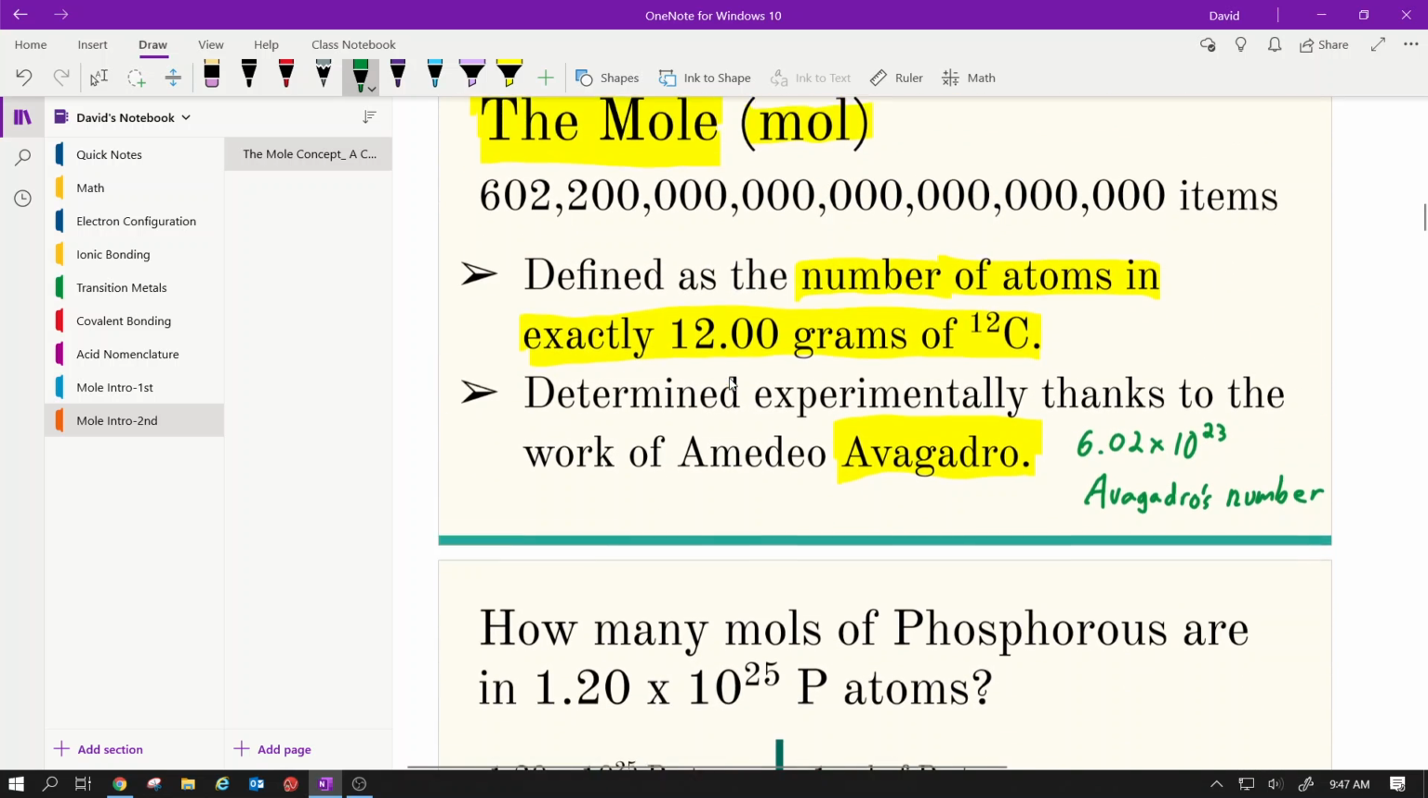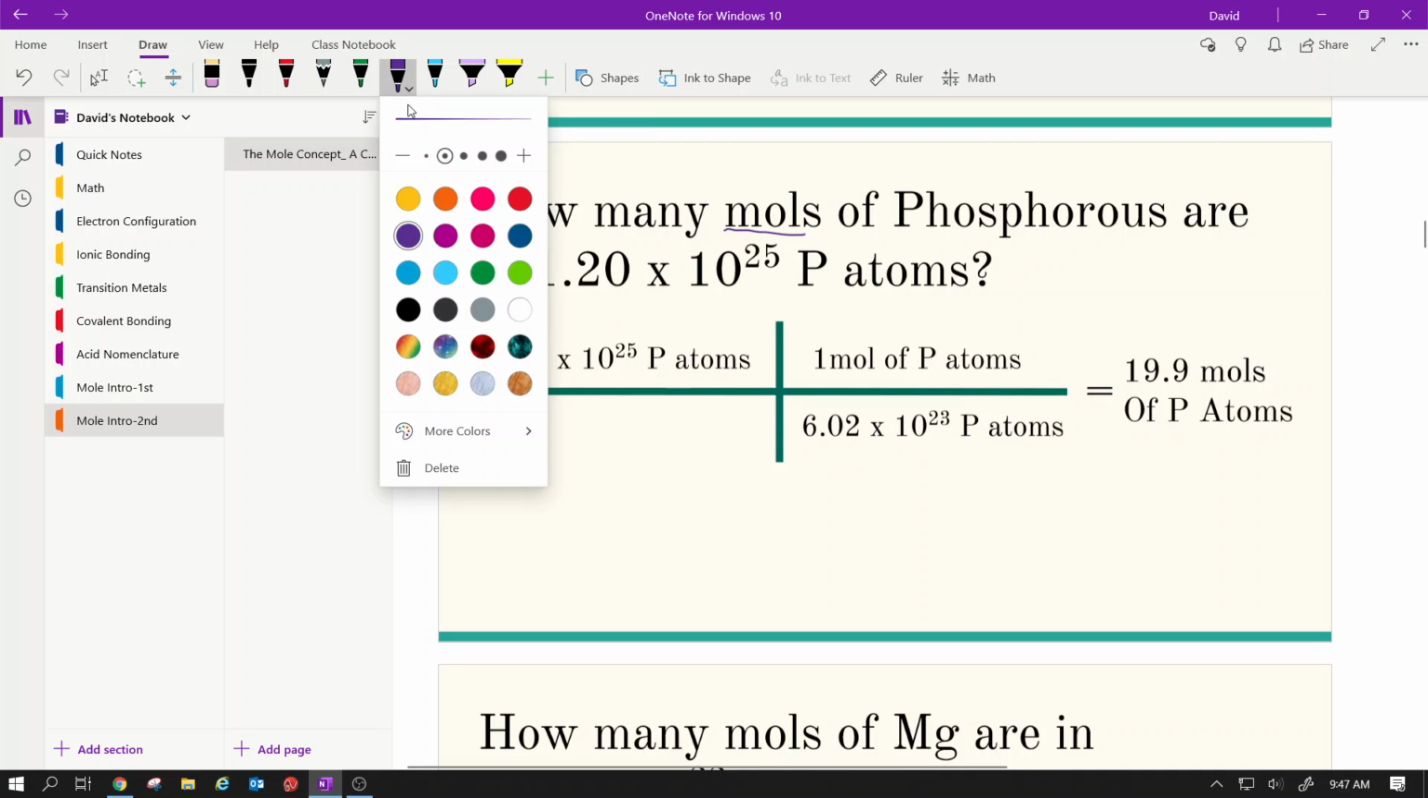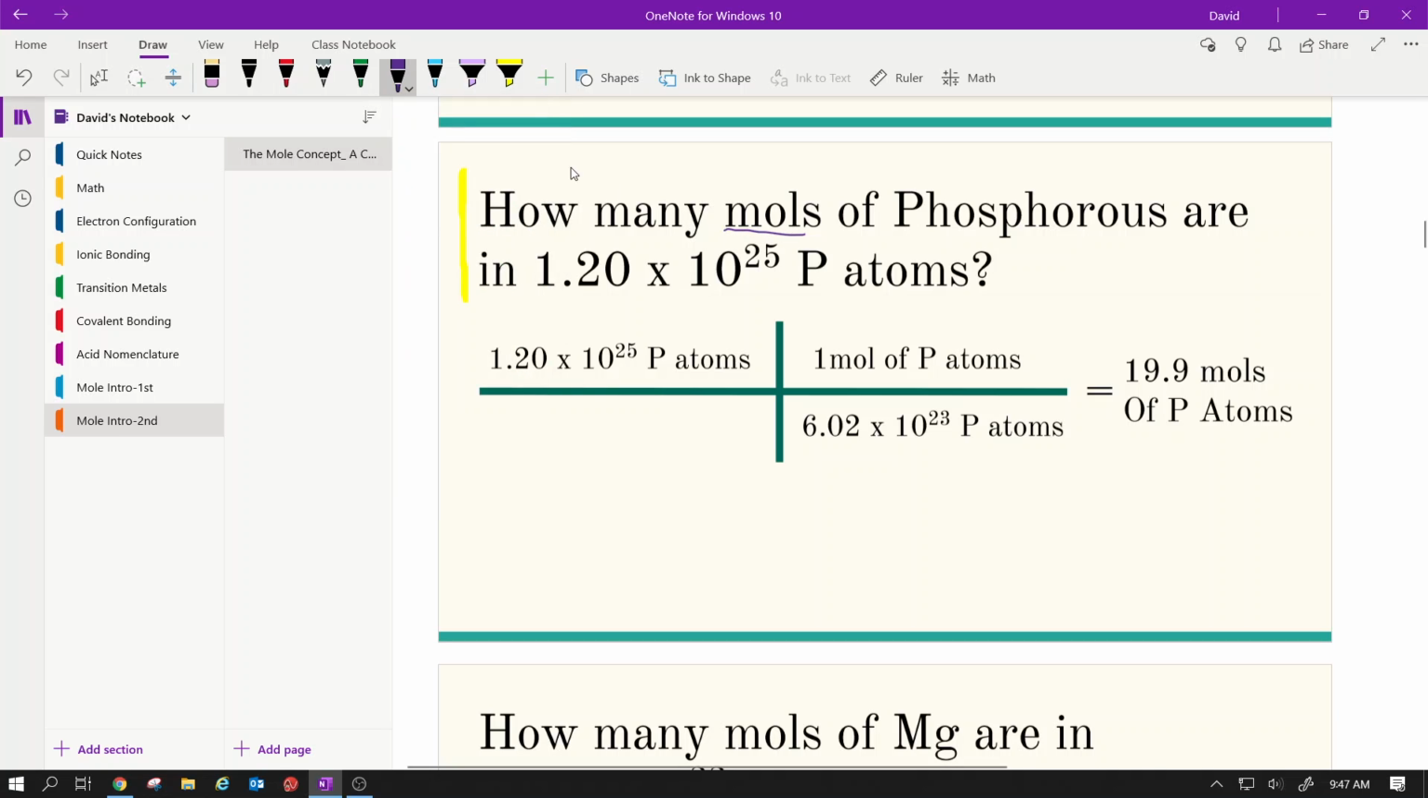All right. Hey, so we're going to do a little math here. How many moles of phosphorus are in 1.20 times 10 to the 25th phosphorus atoms? So go ahead and write down that problem. How many moles of phosphorus are in this many phosphorus atoms? If I have that many phosphorus atoms, how many moles do I have?